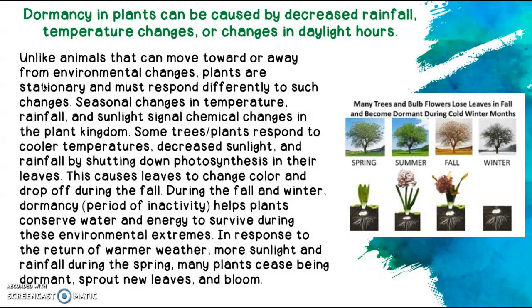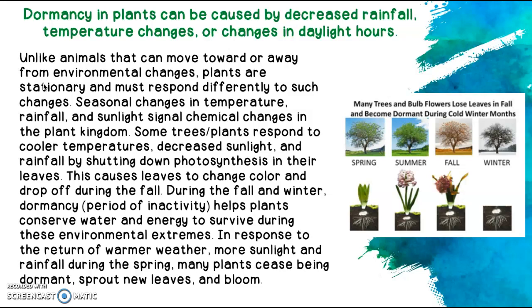Now we're going to look at dormancy in plants. It can be caused by decreased rainfall, temperature changes, or changes in daylight hours. Unlike animals that can move toward or away from environmental changes, plants are stationary and must respond differently to such changes. Seasonal changes in temperature, rainfall, and sunlight signal chemical changes in the plant kingdom. Some trees or plants respond to cooler temperatures, decreased sunlight, and rainfall by shutting down photosynthesis in their leaves. This causes leaves to change color and drop off during the fall.